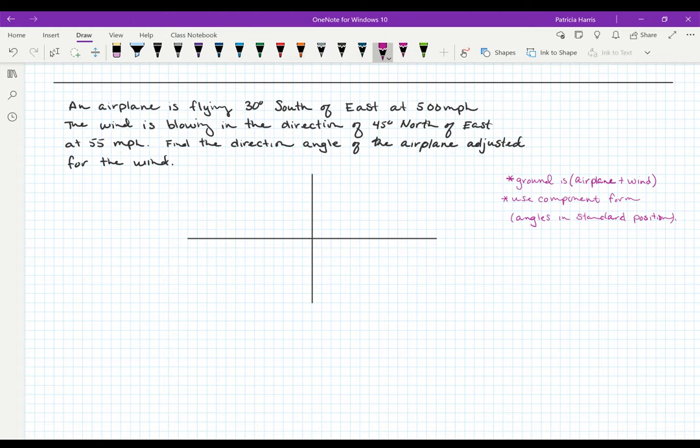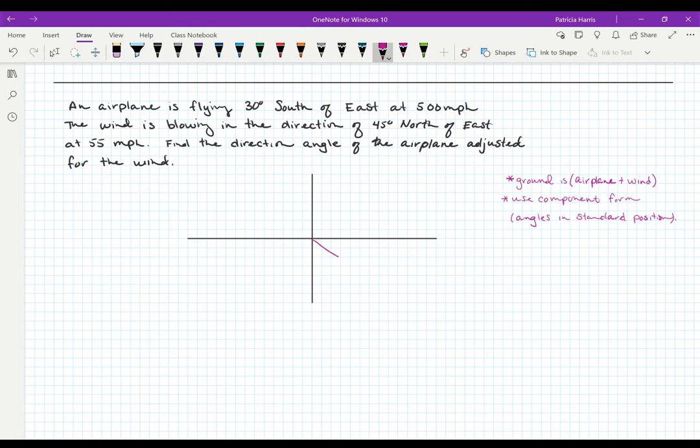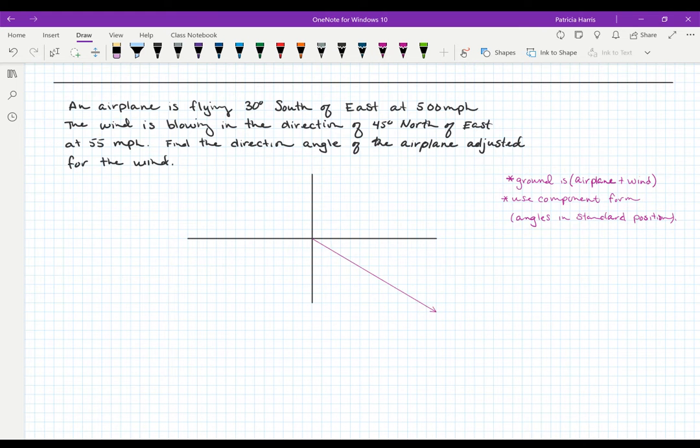All right, here we go. The airplane is flying 30 degrees south of east. So if this right here is east, the positive x-axis, then south of that would be downward. So we're going to go 30 degrees downward from east. And that's going to be the airplane, so that should be a whole lot longer. So let's redraw, because that's going 500 miles an hour. So that's 30 degrees and 500 miles an hour.